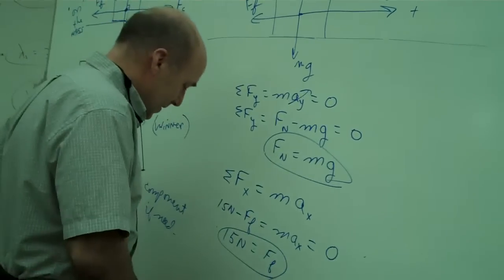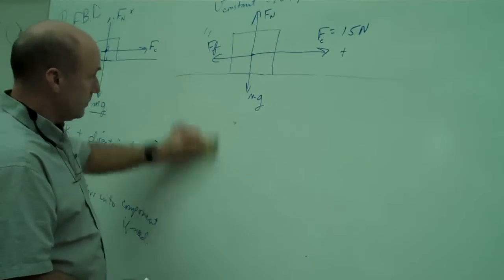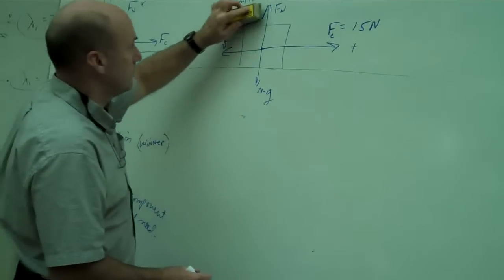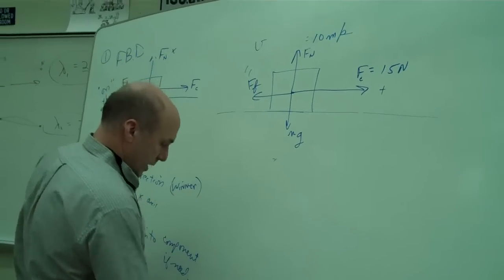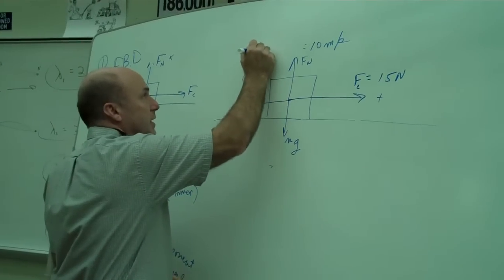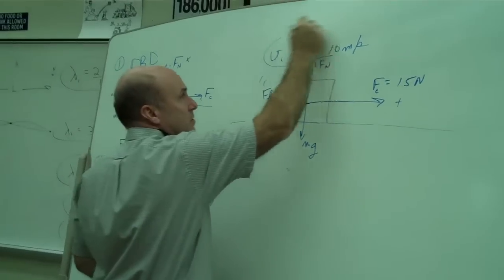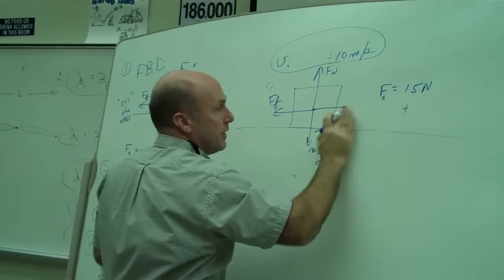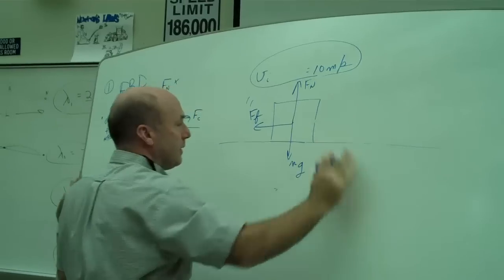All right. So that's the easy one. Let's try a little bit harder. Let's try this one. The velocity is not constant. The initial velocity is 10 meters per second. But Christian lets go. Christian's not pulling.